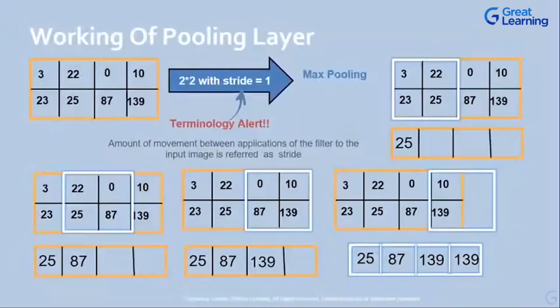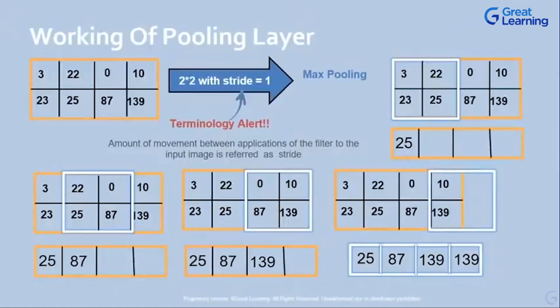Okay, now let's have a visualization of how pooling layers work. So we have a matrix of 3, 22, 0, 10, 23, 25, 87 and 139. Now we are going to use a 2x2 pooling layer. But what is stride? Stride is basically how your matrix is going to move. If your stride is equal to 1, it will go by 1 column. If your stride is equal to 2, it will go after 2 columns. This is how strides work.